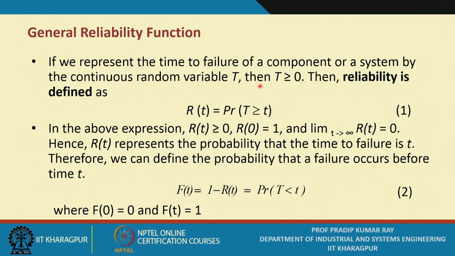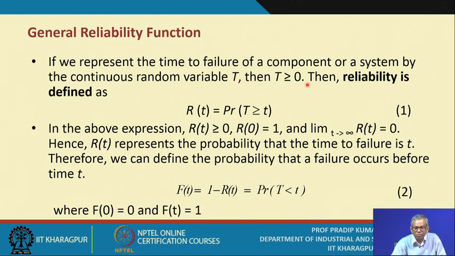That means if you assume that the time to failure is a random variable, we are assuming that it is failing due to some random causes inherent in the system. So that is the starting point. Suppose this random variable is t, then t is greater than or equal to 0. Then the reliability is defined as the reliability that the component, part, system or product will run for t time period, and that is the probability that the time to failure will be greater than or equal to t. That means at least t time period the component, part or system will survive. So sometimes it is also referred to as the survival time.